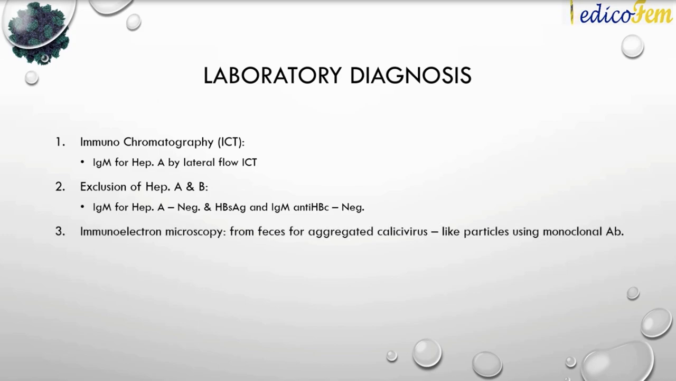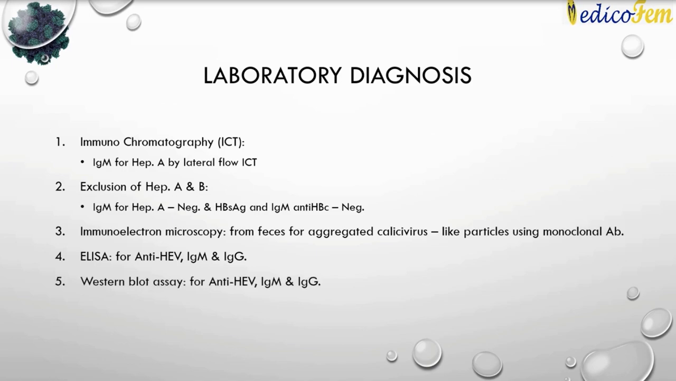Third is immunoelectron microscopy. Immunoelectron microscopic examination of the patient's feces for the demonstration of aggregated calicivirus-like particles using monoclonal antibodies. Fourth are ELISA tests for anti-HEV IgM and IgG antibody. Fifth is Western blot assay for IgM and IgG anti-HEV. Sixth is polymerase chain reaction for the detection of HEV RNA in the patient's feces or in acute phase sera.